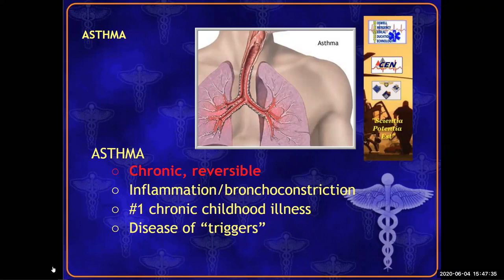Okay, asthma is a disease of triggers also, by the way. I mentioned migraines were a disease of triggers. Under general medical, we'll talk about sickle cell being a disease of triggers. Asthma also is triggered, and one of the most common triggers is an upper respiratory infection. Those viral particles can trigger that hyper-responsiveness of the airways and cause an asthma flare-up, basically.